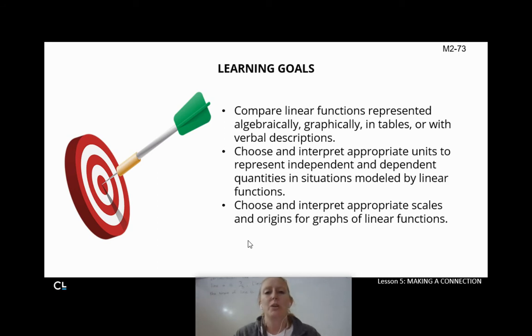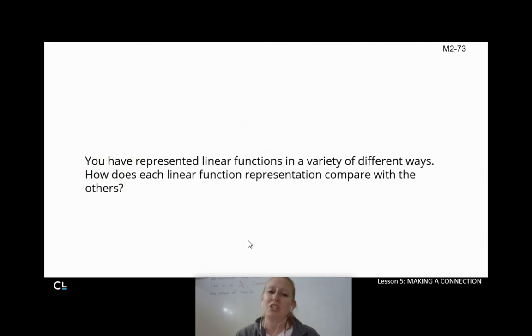And choose and interpret appropriate scales and origins for graphs of linear functions. You want to make sure you can see your stuff on your graph. You know what's what. So you've represented linear functions in a variety of different ways. How does each linear function representation compare with the others?